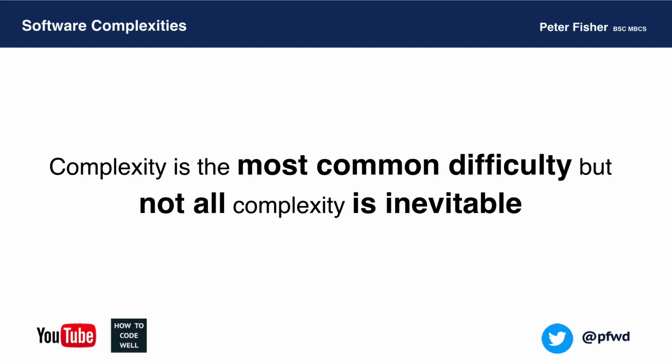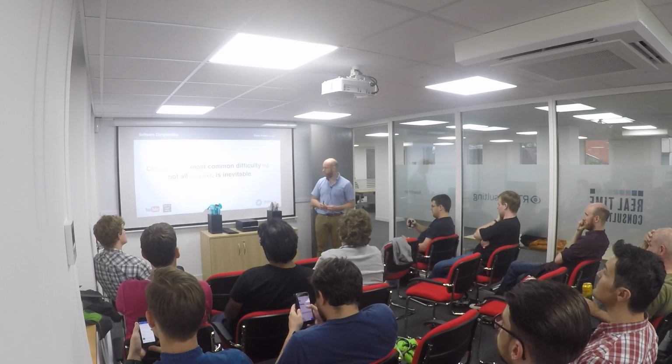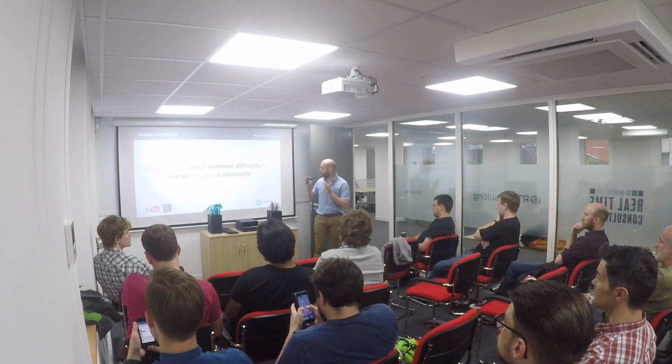Here we go. Complexity is the most common difficulty in software development, but not all complexity is inevitable. If you think about all the complexity points, and I don't mean story points on Jira or anything crazy, and see if you can simplify them, you're actually making the job more efficient, which means that you are saving money in the long run.